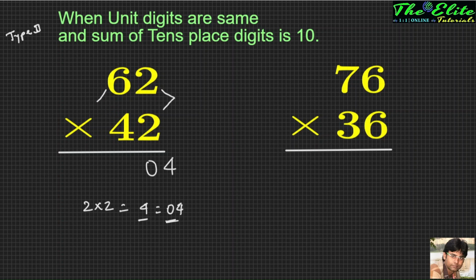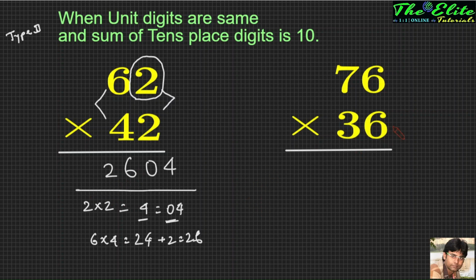We will multiply the tens place digits. 6 times 4, that is 24, and we will add one of the units place digit. Here it is 2, so we will add 2 over here and write the final number. So the final number is going to be 26, and that is your answer.